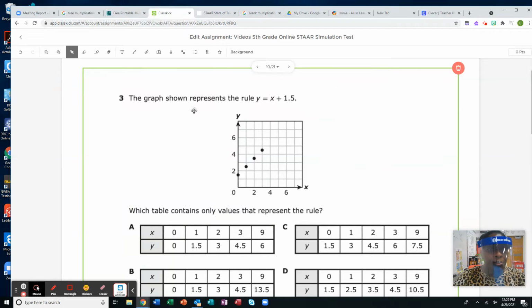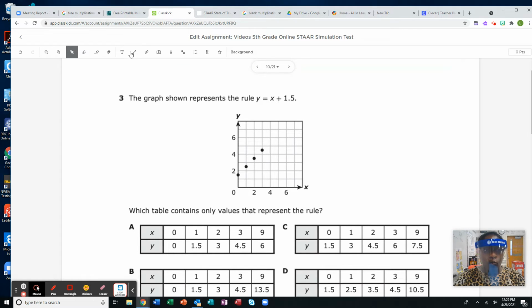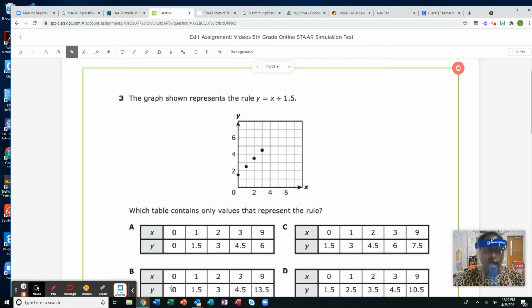All right, question number 3. It says the graph shown represents the rule y equals x plus 1.5. It says which table contains only values that represent the rule. Okay, well, I can look at this chart here to figure out which one is the right answer, or I can go and look at each one of these.